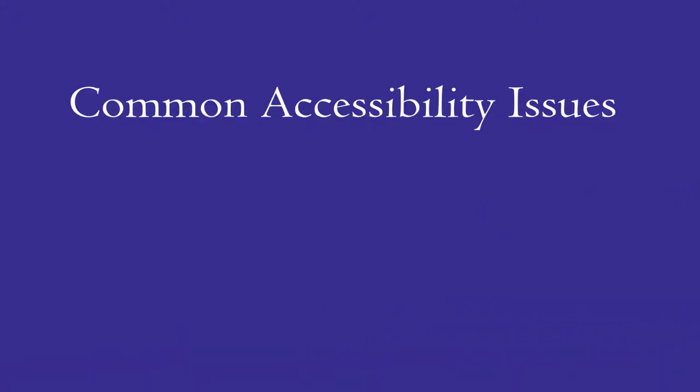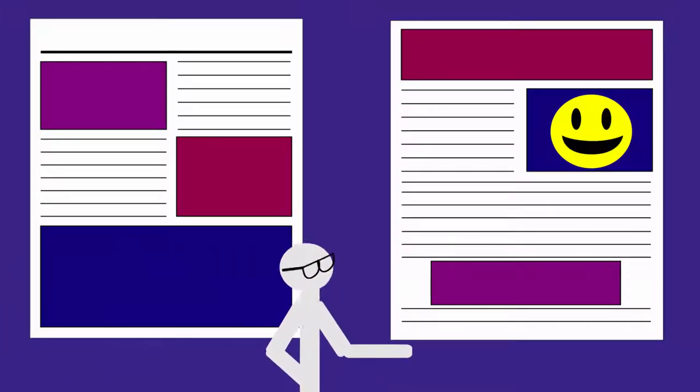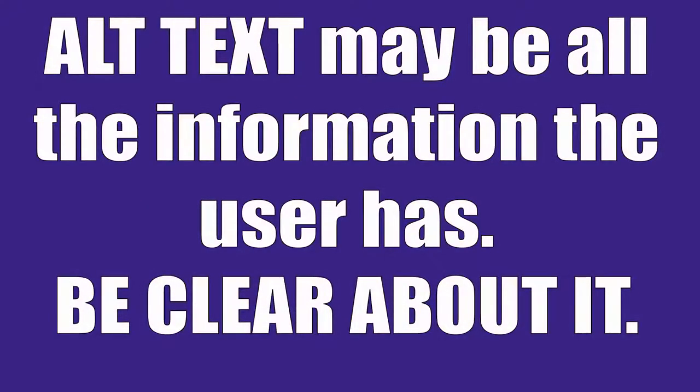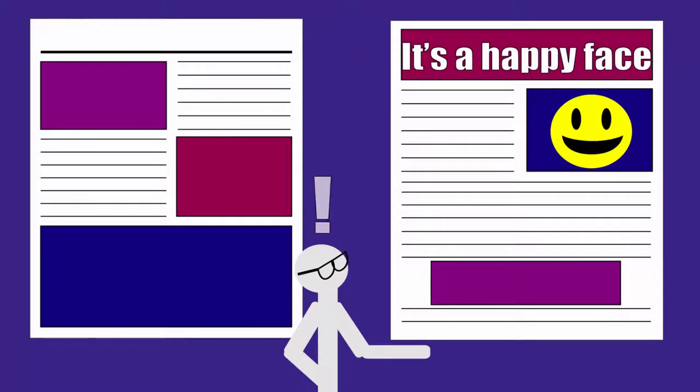Alternative text helps people who use screen readers understand the content of images in your document by providing short descriptions of those images. Alternative text is also known as alt text. For many readers, alt text is the only information they have about the images and objects in your document, so you want to be very clear.